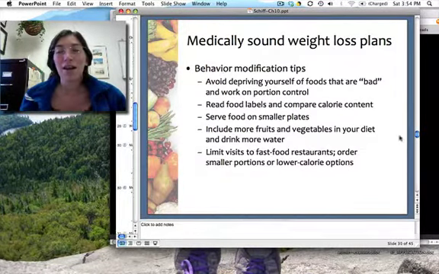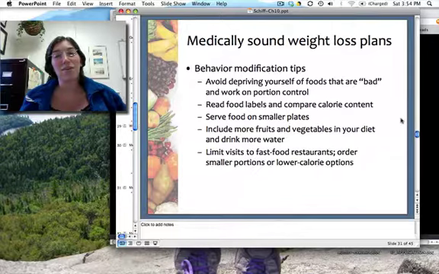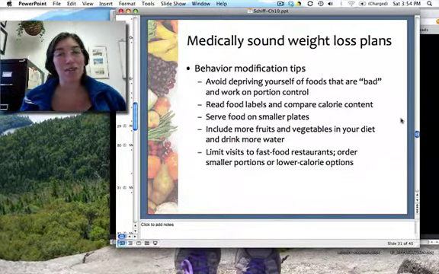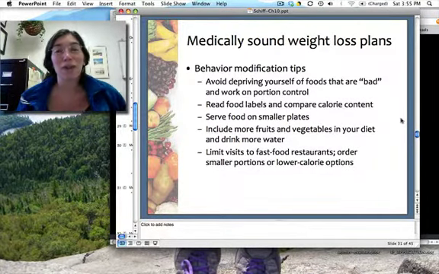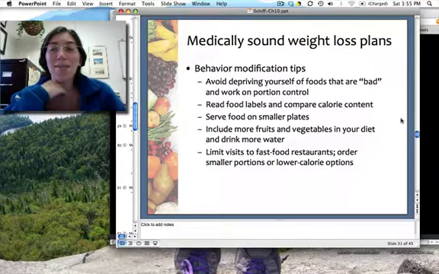Okay. The last thing about medically sound weight loss plans is that they include a number of behavior modification tips. So your book has like 3 pages of different types of behavior modifications. So ways that you change the way that you eat, essentially. Try to change your bad habits.